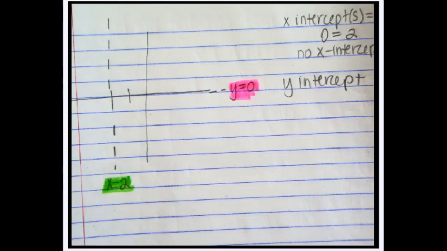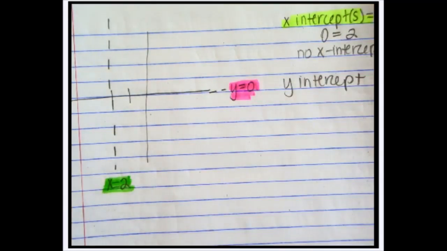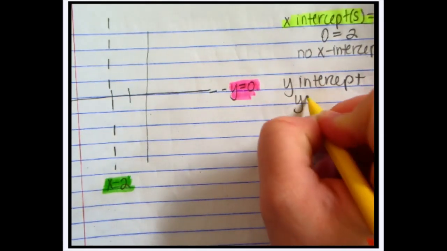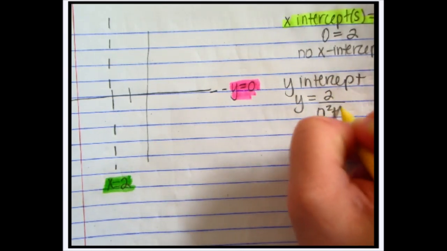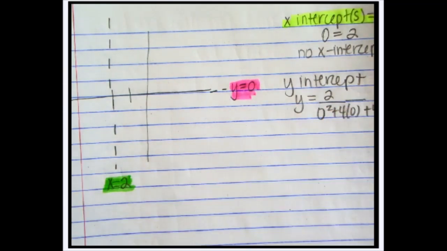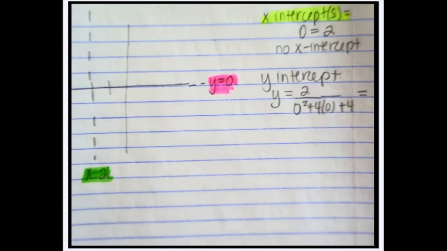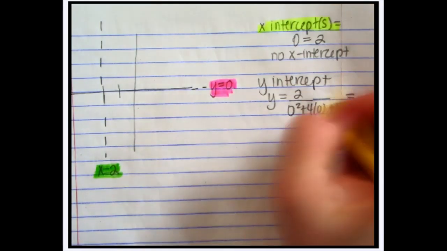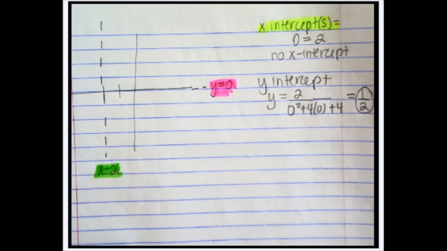And again, remember, there can only be one y-intercept. So the y-intercept says we plug in 0 for x. So we have y equals 2 over 0 squared plus 4 times 0 plus 4, which in this case tells us that we get 2 over 4, so we have 1/2. So we have a y-intercept of 1/2.